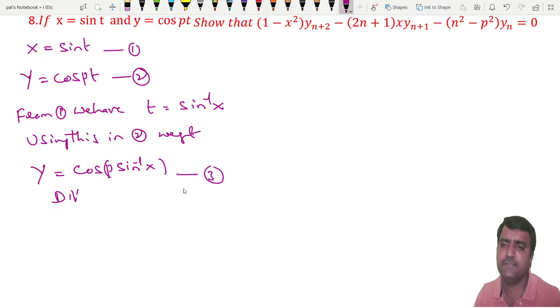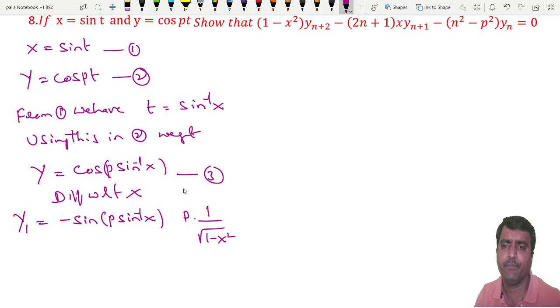Now you differentiate this with respect to x. Differentiation of y is y1 is equal to differentiation of cos theta is minus sin theta. So it is minus sin of p sin inverse of x. Again differentiation of p sin inverse of x, p is a constant, keep it as it is. Differentiation of sin inverse of x is 1 by root of 1 minus x square. So taking cross multiplication, root of 1 minus x square into y1 is equal to minus p into sin of p sin inverse of x.